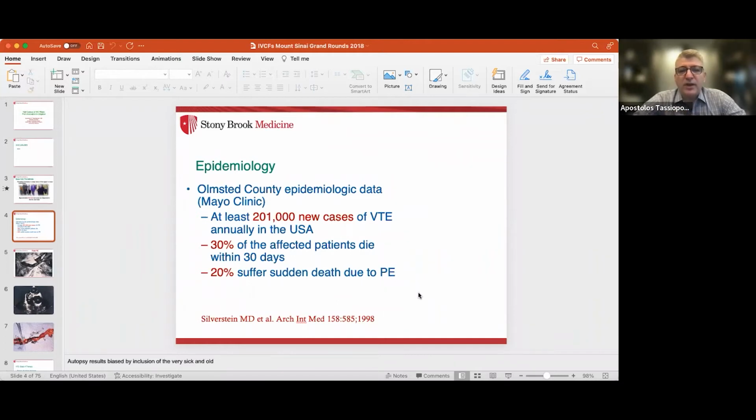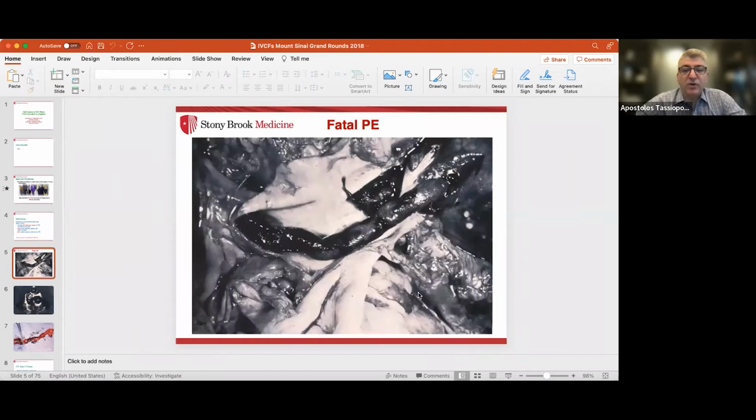They reported that there are at least 201,000 new cases of VTE annually in the United States, 30% of which result in patient demise within 30 days. Not as a primary cause, but a lot of them appear in patients that are in terminal cancer and everything. So 30% of the patients that will be newly diagnosed with a DVT will die within 30 days. And 20% of them will suffer sudden death because of pulmonary embolism.